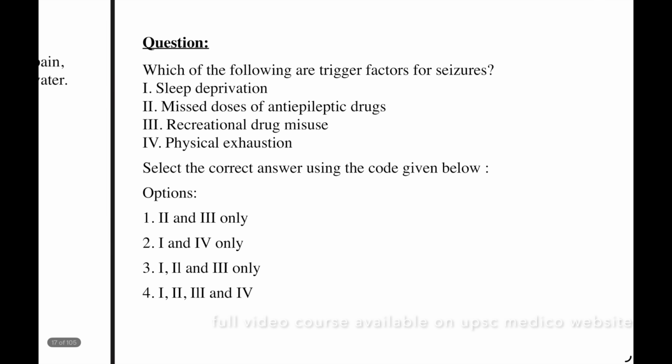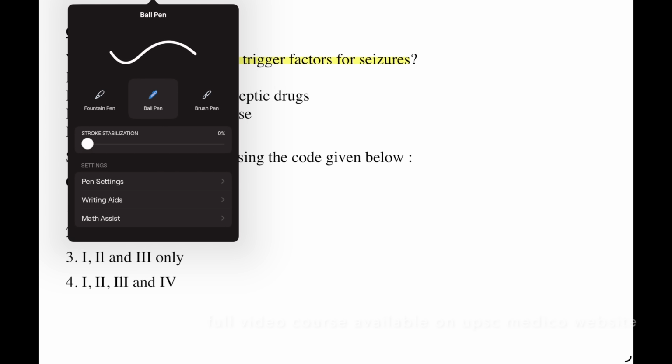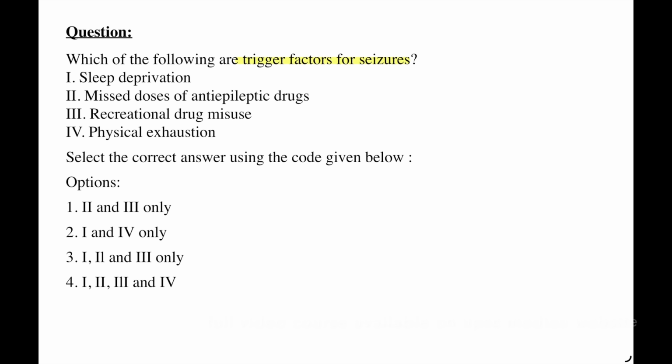Right? Chalo. Next question. Which of the following are triggers? I'm talking about trigger factors being important, right? There are so many trigger factors for seizures. If you're counseling any patient with epilepsy, or any patient who is coming with a seizure for the first time, next time if there are repeated attacks, we call it epilepsy. And because of sleep deprivation, if the patient is not taking anti-epileptic drugs, if the patient is having any recreational drug misuse or physical exhaustion, all this can trigger seizures.